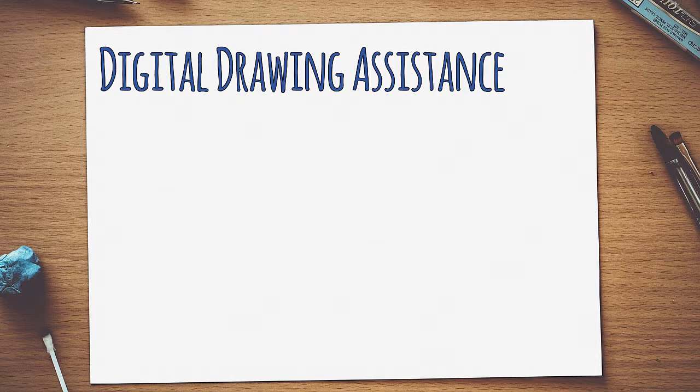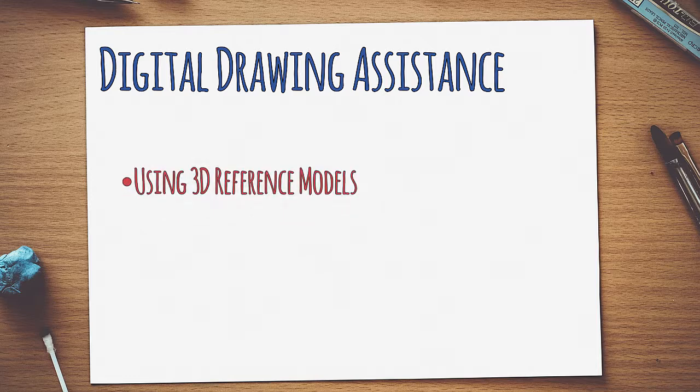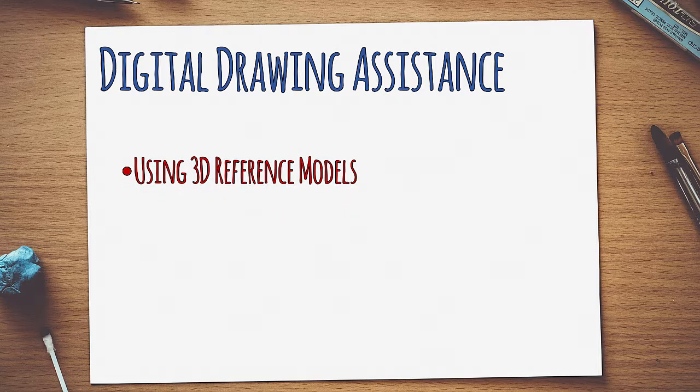Then we'll look at digital drawing assistance. Using 3D reference models, you can actually see 3D models on the screen and either trace them or have them off to the side and use them as reference models. Hands, bodies, body postures, faces, anything that you want to draw you can bring up as 3D reference models.